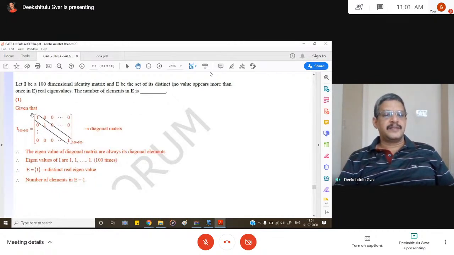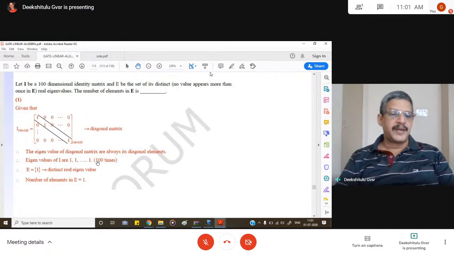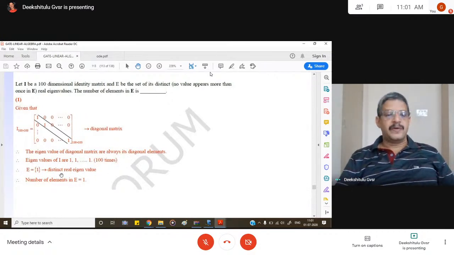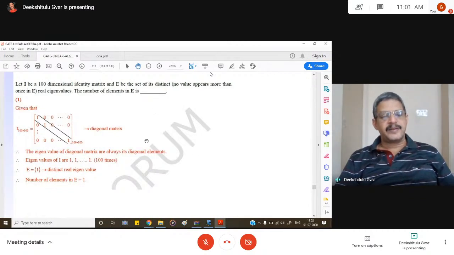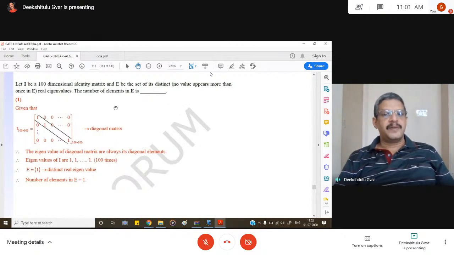These are the diagonal elements. The eigenvalues of a diagonal matrix are always its diagonal elements. So the eigenvalues are 1, 1, 1, 1, repeated 100 times. So E is equal to the set {1}. Though 1 comes 100 times, the set has only 1. So the number of elements in E, the cardinal number of E, is 1.